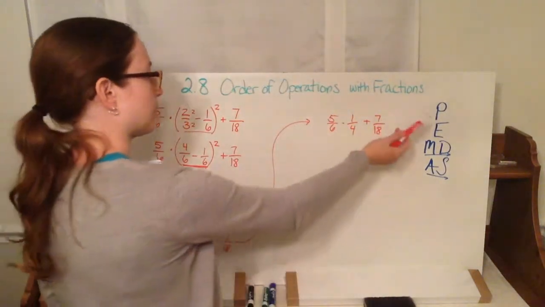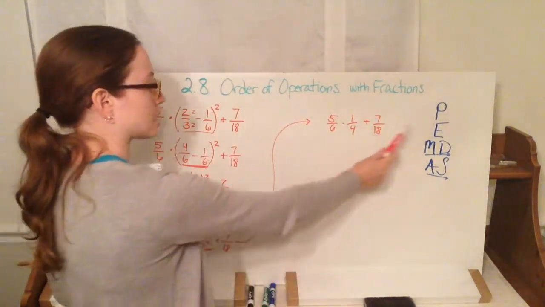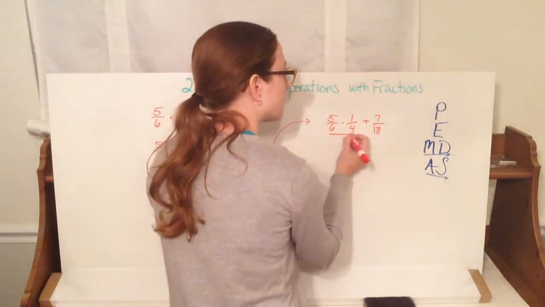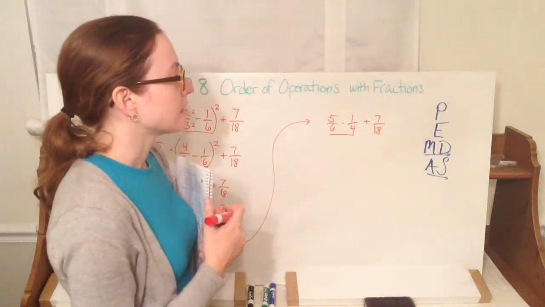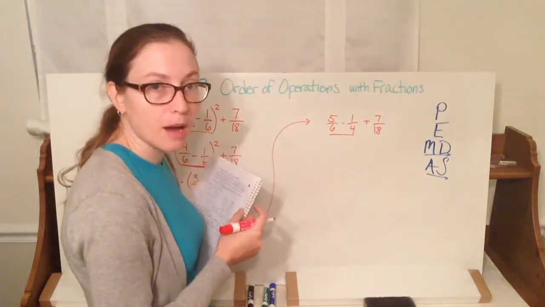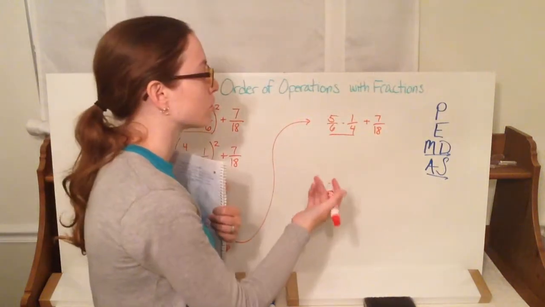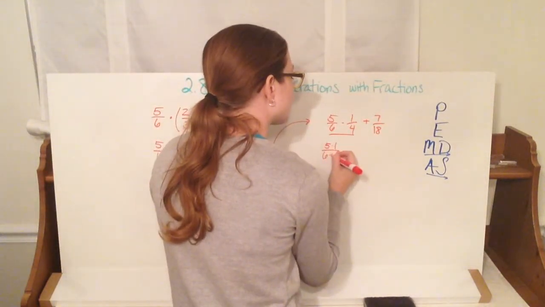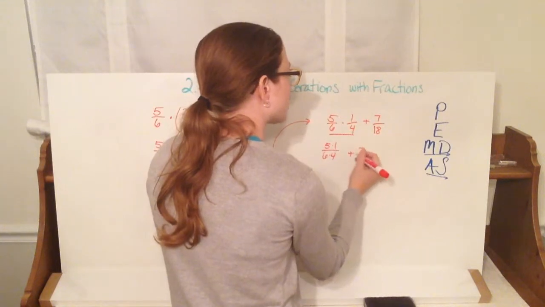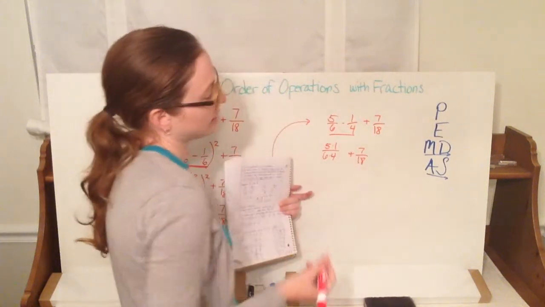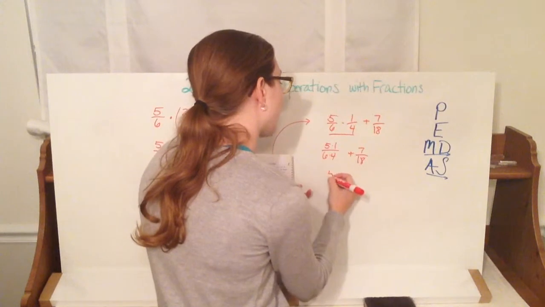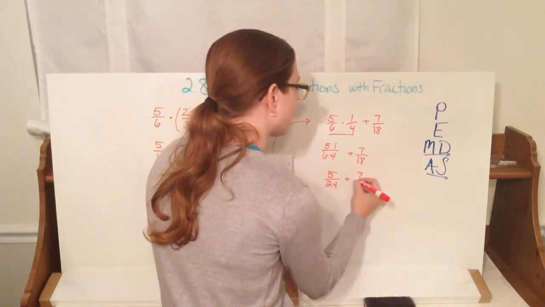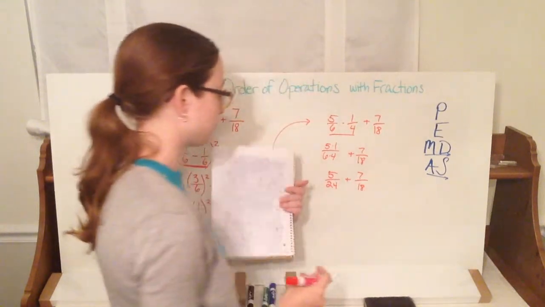So I've completed my parentheses, I've completed my exponent, I'm on to multiplication and division, which I have here. Luckily, we don't need to find a common denominator for that, so we'll just go through normally. This is 5 times 1 over 6 times 4, and unfortunately, nothing can reduce, but that's okay. So we get 5 over 24 plus 7 over 18.